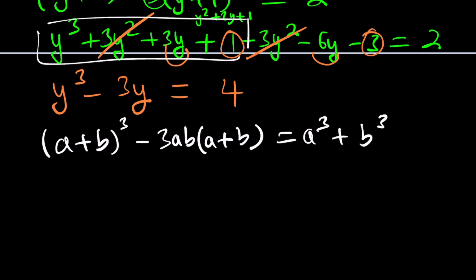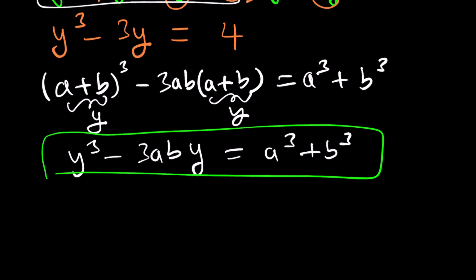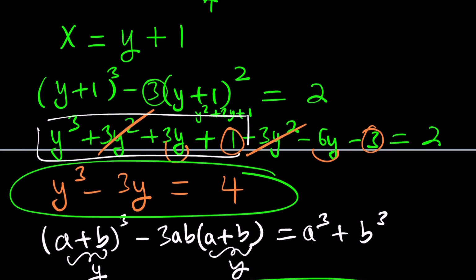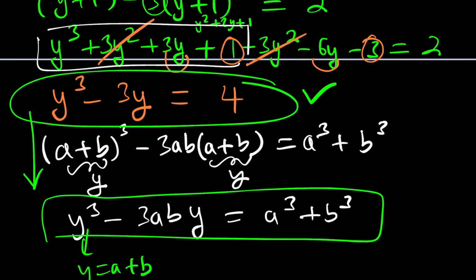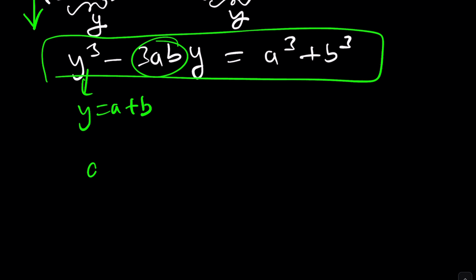Now, how is that helpful, right? Well, if you set this equal to y, you get y cubed minus 3aby equals a cubed plus b cubed. Now, if you compare this, obviously one of the solutions to this equation is y equals a plus b. We know that, right? y equals a plus b is a solution. But this equation is pretty much the same thing. The question is, which ab values allow us to turn this equation into this one? That's the million-dollar question. Actually, it's not that expensive. But here's what happens. 3ab needs to equal 3, which means ab is equal to 1, okay?